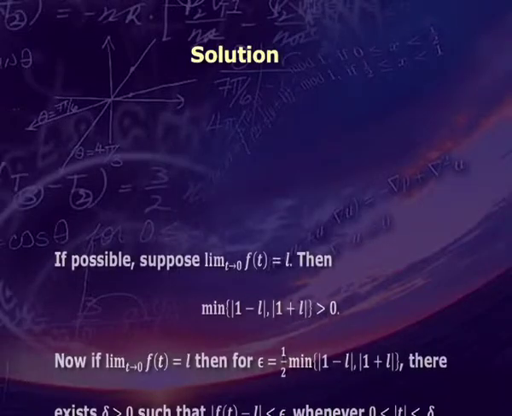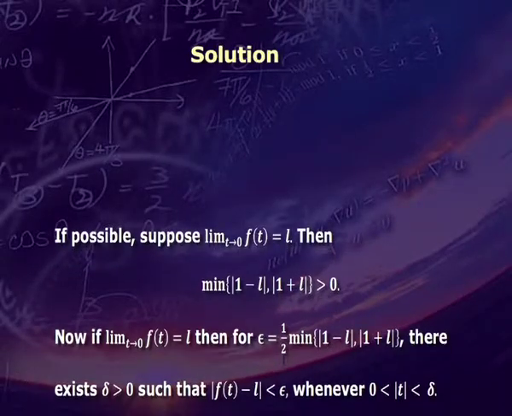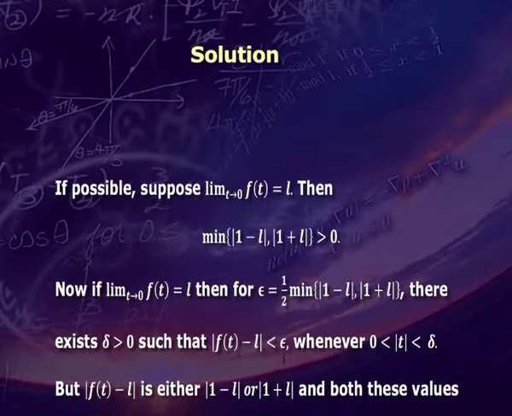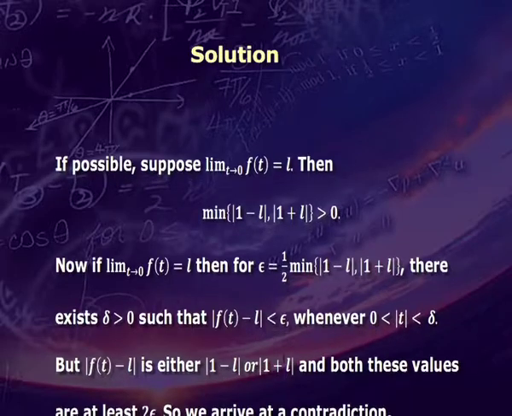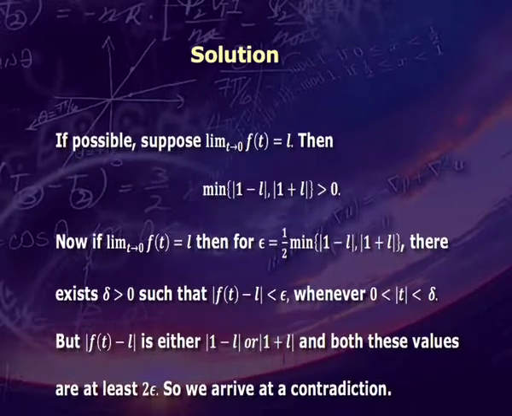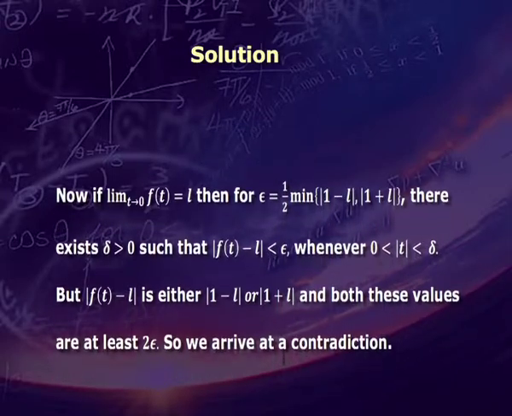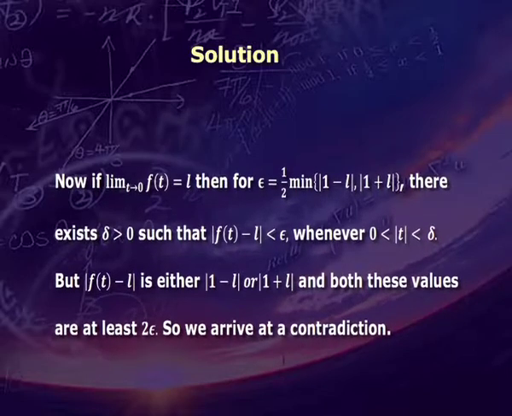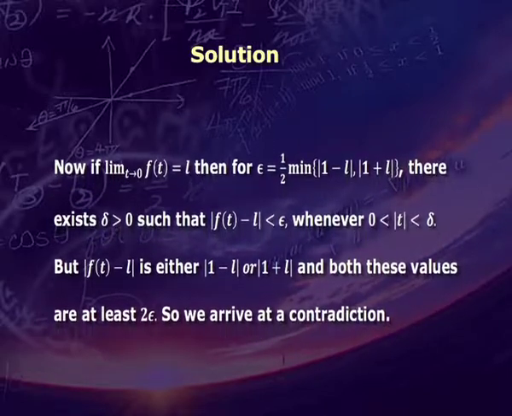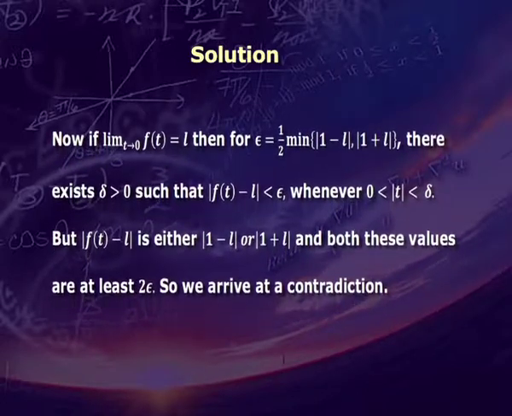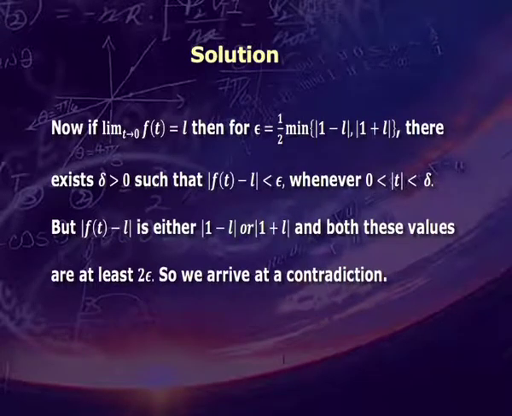Solution: if possible, suppose the limit of f(t) as t goes to 0 is L. Then the minimum of |1 - L|, |1 + L| is greater than 0. Now, if the limit of f(t) is L, then for epsilon equal to half of the minimum of |1 - L|, |1 + L|, there exists delta greater than 0 such that |f(t) - L| is less than epsilon whenever |t| is greater than 0 and less than delta.